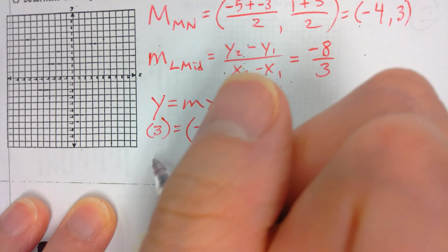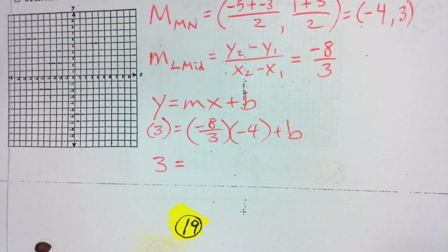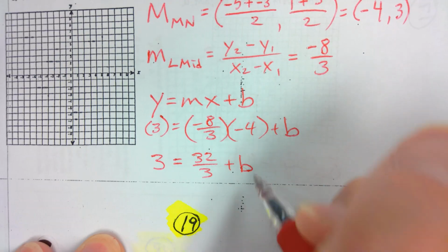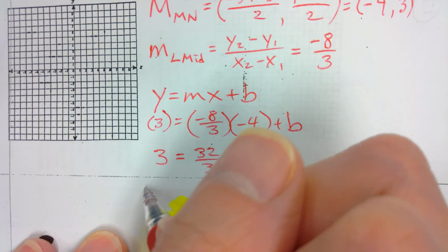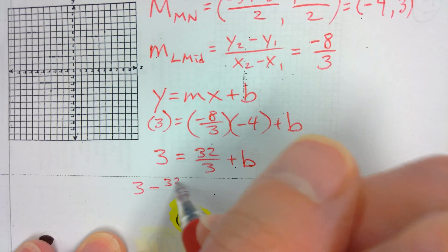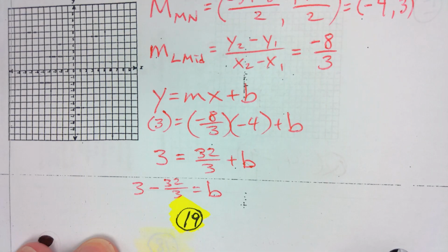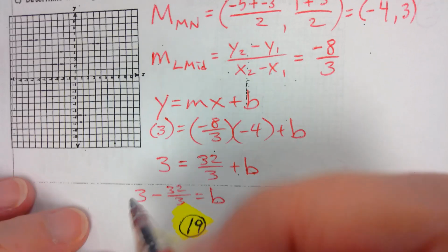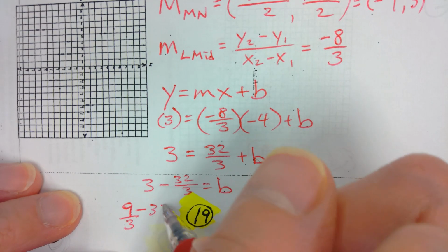Okay, so 3 equals 32 over 3. Oh, it's an ugly number. Okay, so when you move it over and subtract it, 3 minus 32 over 3, 9 minus 32. Okay, lowest common denominator, which makes this 9 over 3 minus 32 over 3.